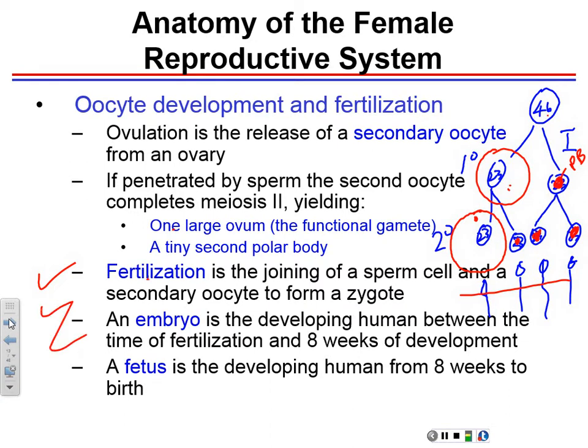So just be able to define fertilization, of course, and just know what happens with the oogenesis. When you're forming the egg cell, at each division stage, you form a little polar body and a very big oocyte. That is all the goodies and all the organelles.